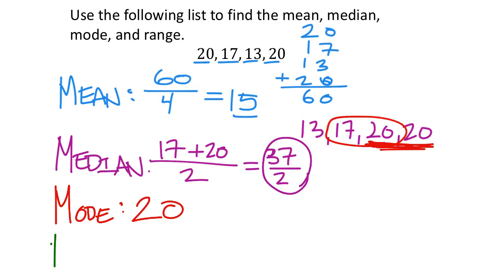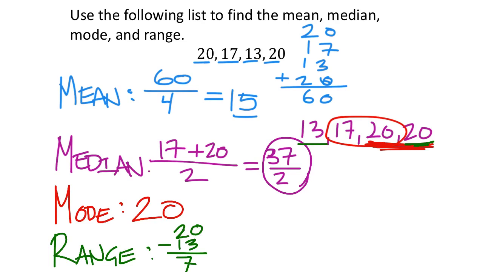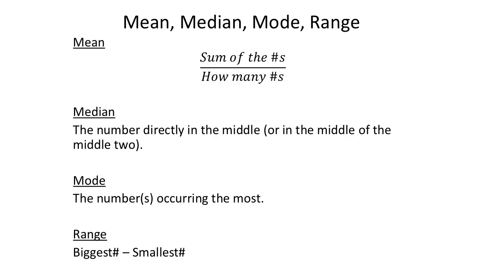And finally, we'll find the range on this one. So the range is where I take the biggest value, which in this case is 20, right there, and I'm going to subtract the smallest value, which is 13. So that's 7. So the range is 7. And this is nice for a small list like this, but that's how you would find the mean, median, mode, and range for any list. Doesn't matter how big or small, the process is pretty much the same every time.